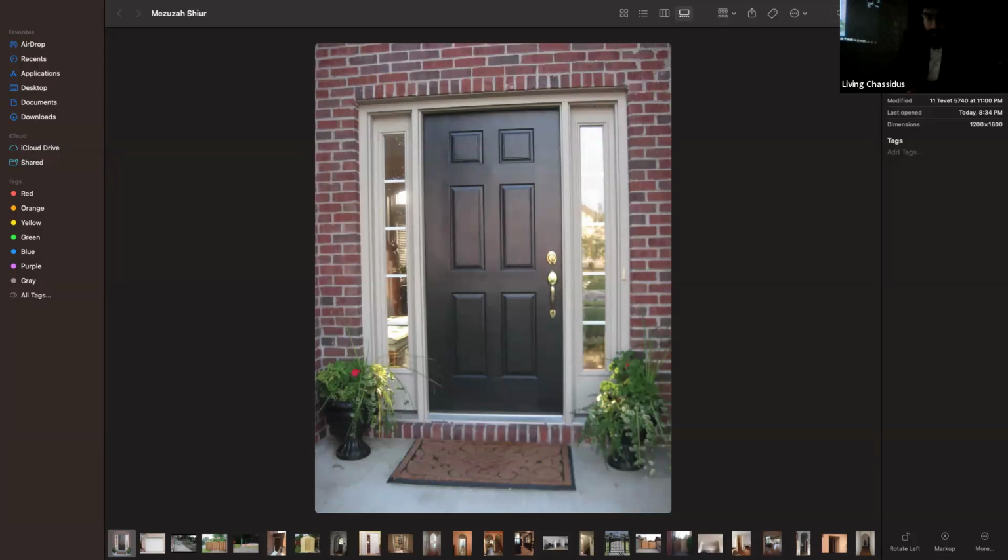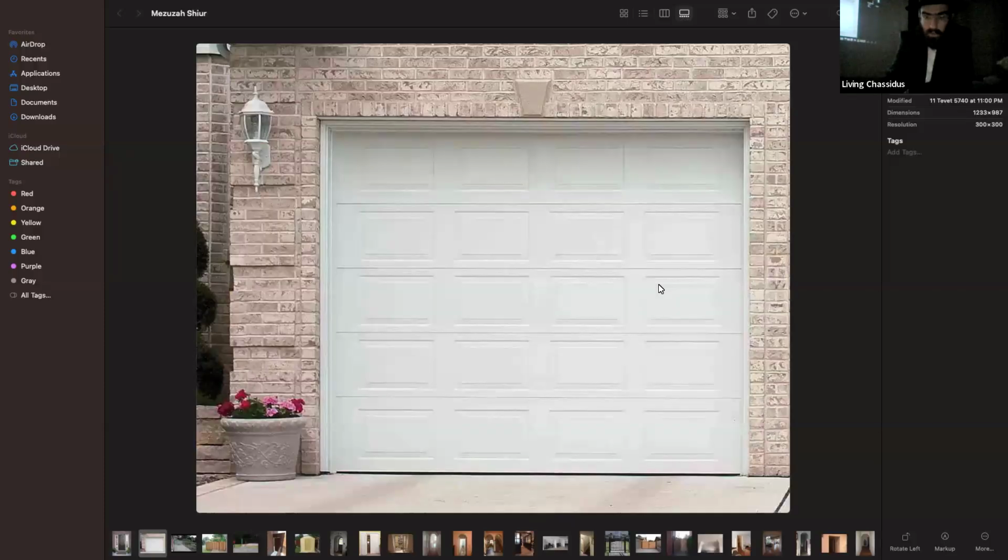How does this work? Go to next, right? I just click the arrow, or no? Arrow's not working. Click on the photo and then try the arrows. Oh, here we go. Okay.